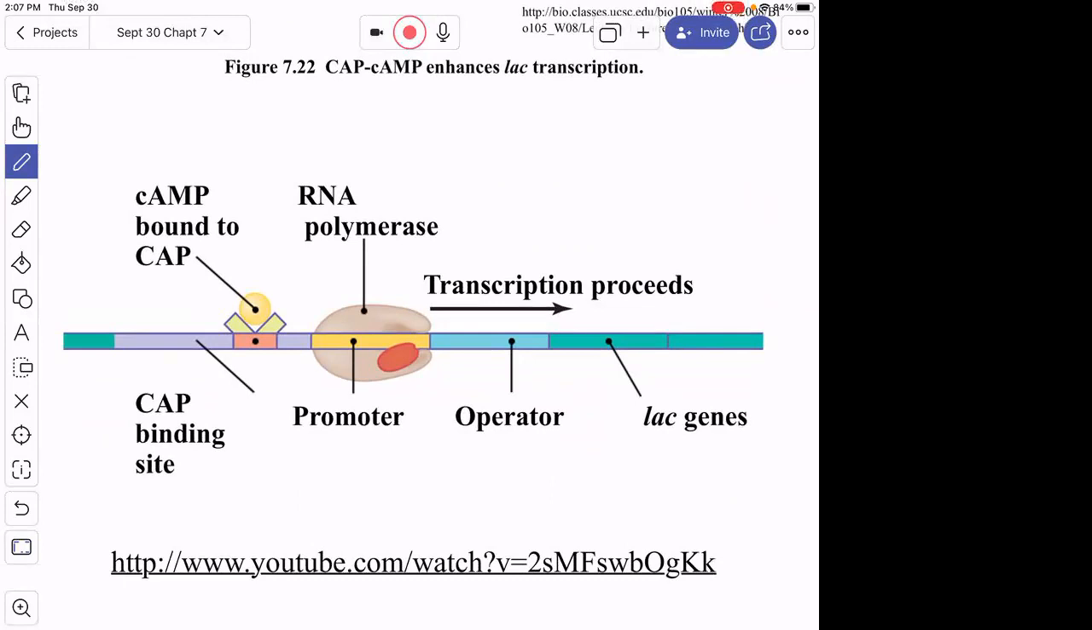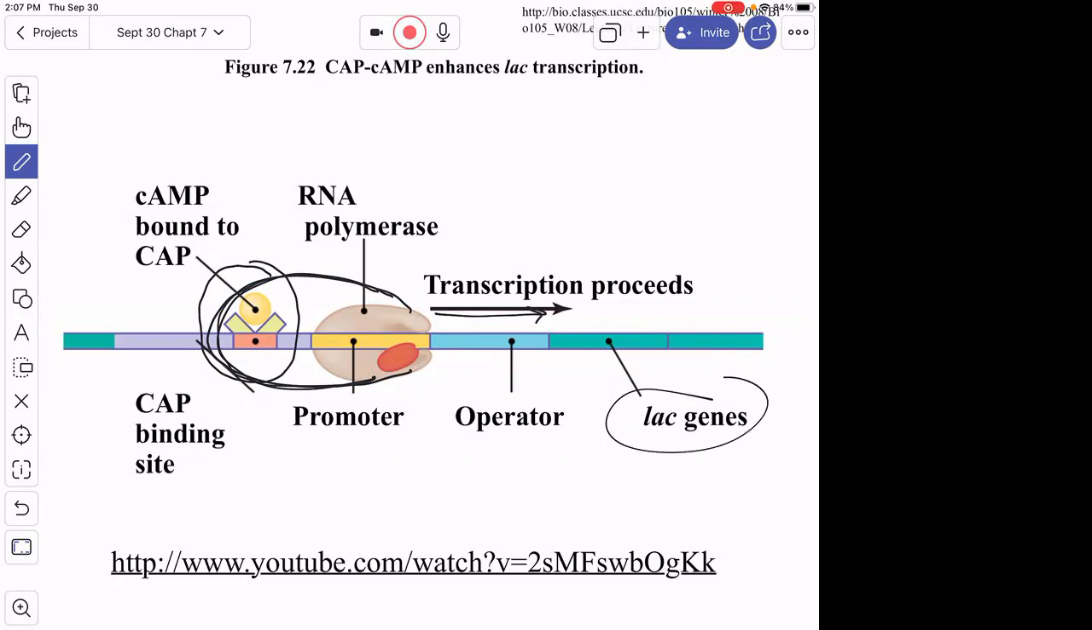So here's the cAMP, cyclic AMP bound to the CAP protein. The RNA polymerase actually recognizes that. So it's kind of hard to understand why something upstream would make a difference, whether the RNA polymerase binds or not. But this is a big enzyme. It recognizes that, and only when it recognizes it will it transcribe those Lac genes that are necessary.